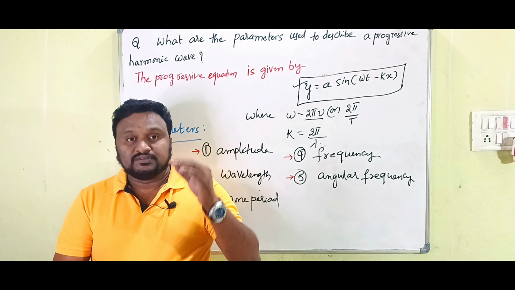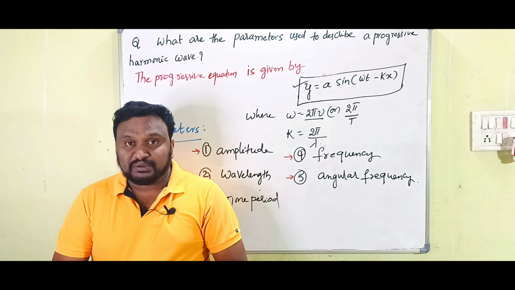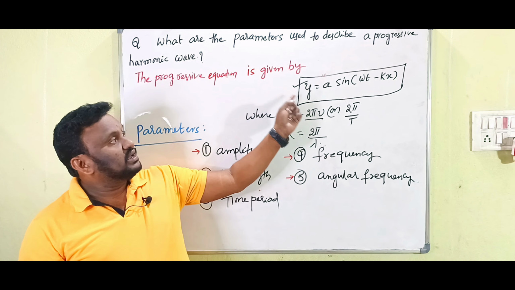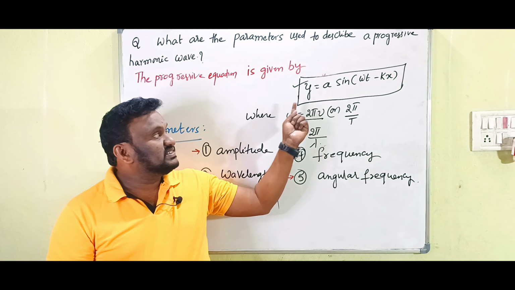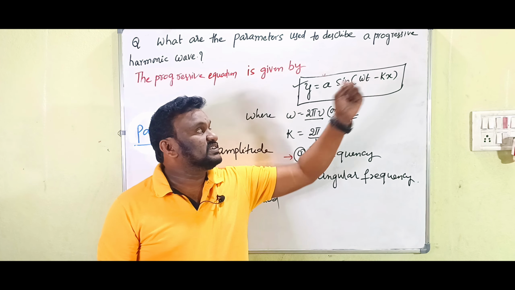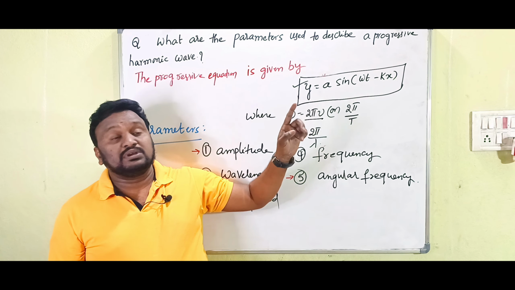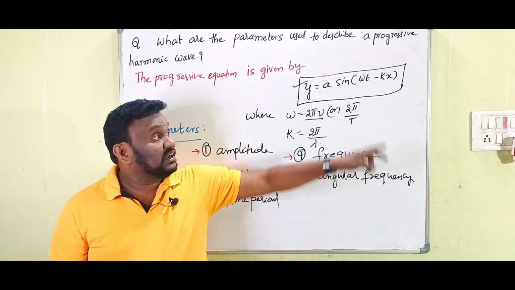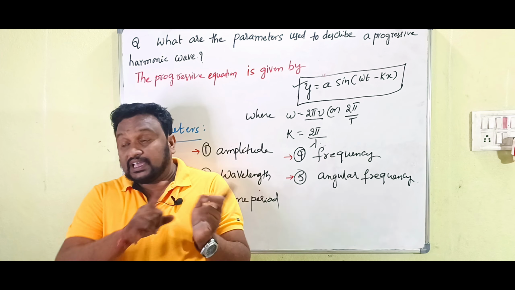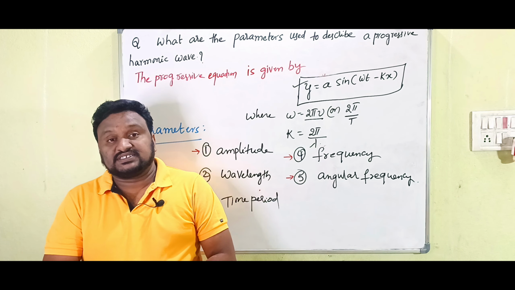Dear students, for that question the perfect answer is, the progressive wave is given by the equation y equals a sin(omega t minus kx). Here y equals a sin(omega t minus kx) is the progressive wave equation, and if the displacement of the wave is in the positive x-axis direction, then we take minus. If it is along the negative x-axis direction, then we will take plus there.